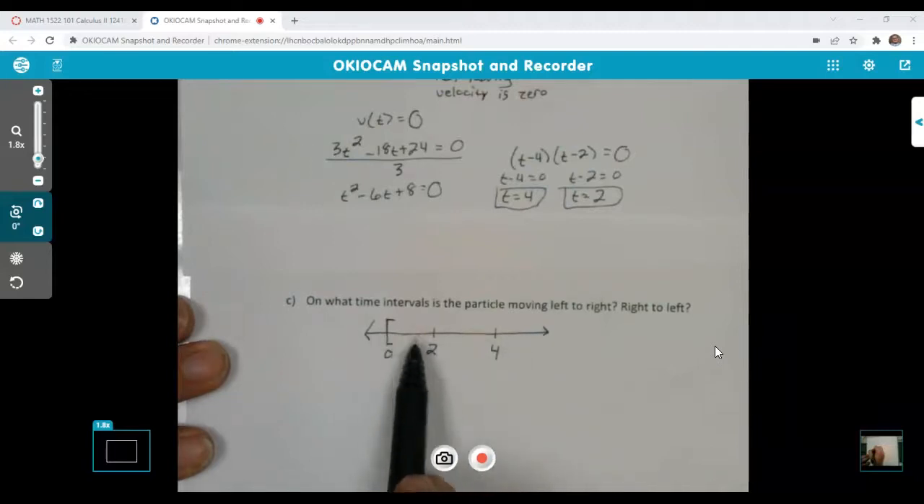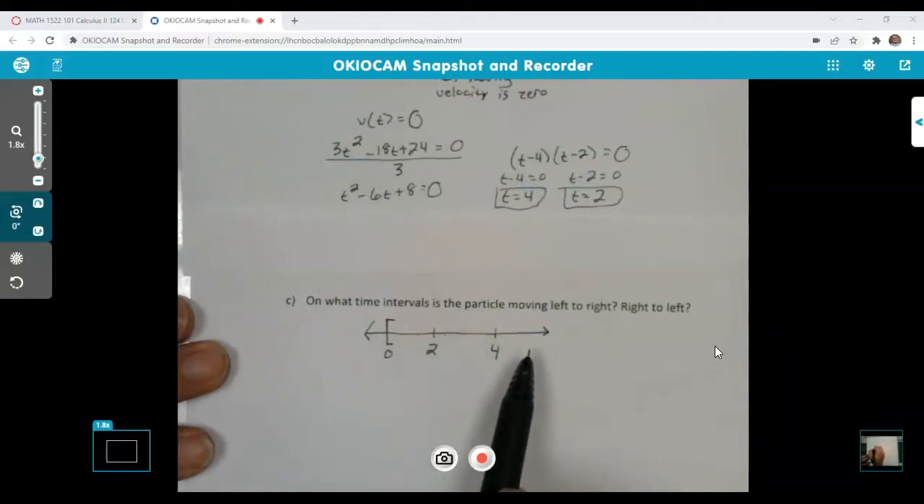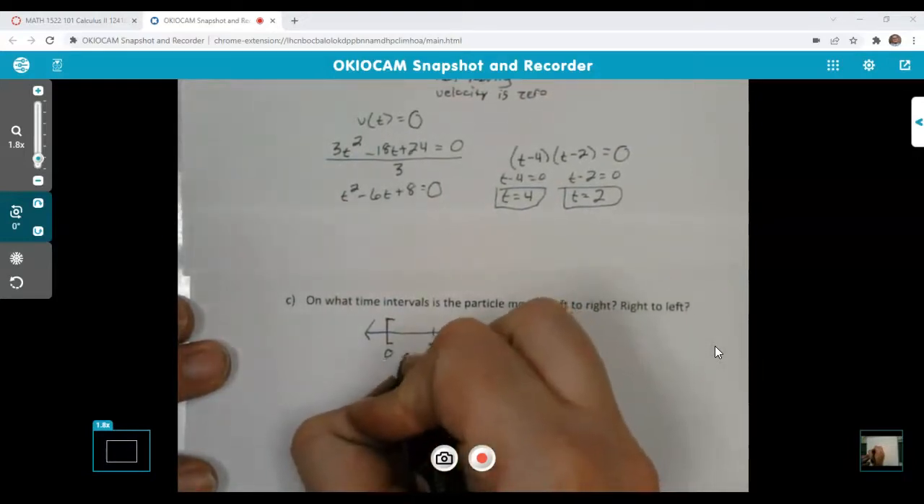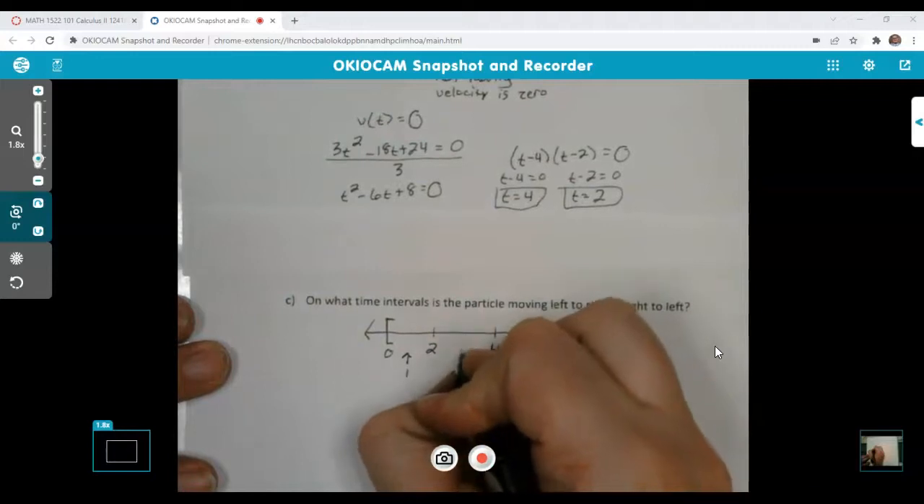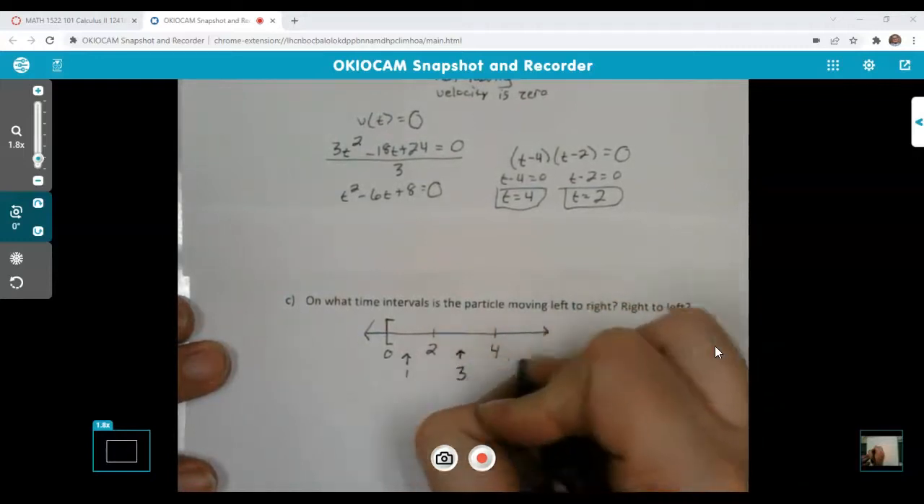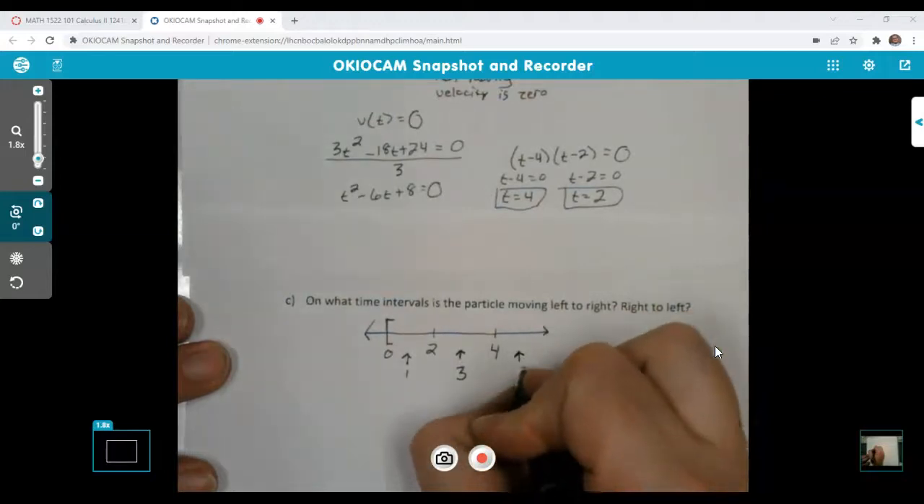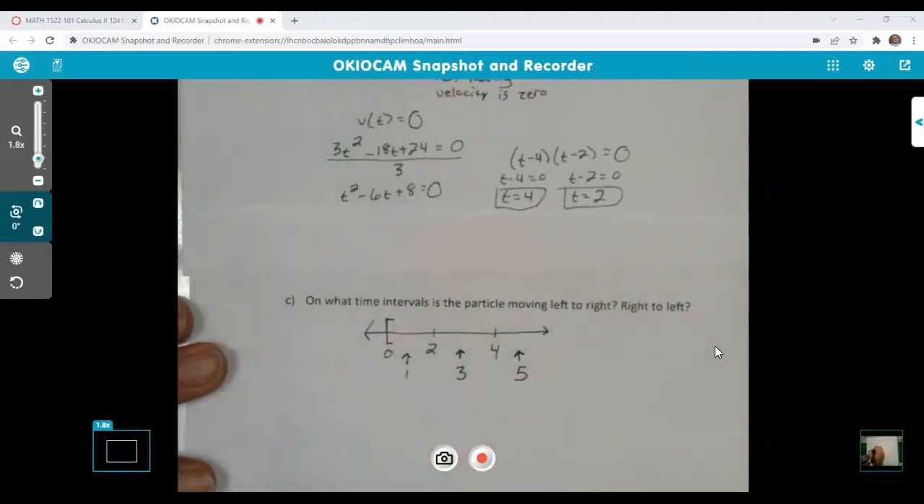Is it moving right to left, or is it moving left to right? To know that, I'm going to pick test points in each part of this. From 0 to 2, I can pick a test point of 1. From 2 to 4, I can pick a test point of 3. And from 4 and everything else, I can pick whatever I want, but let's just pick 5 so that it's as small as it can be.